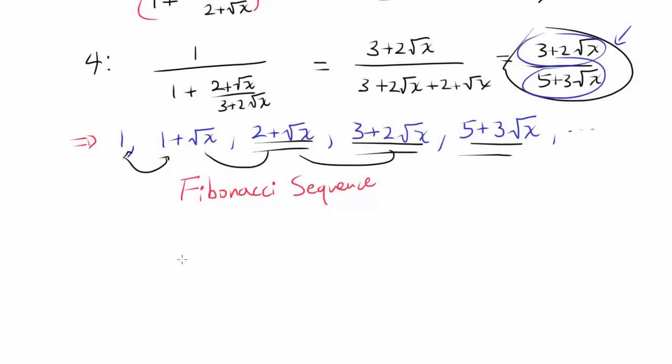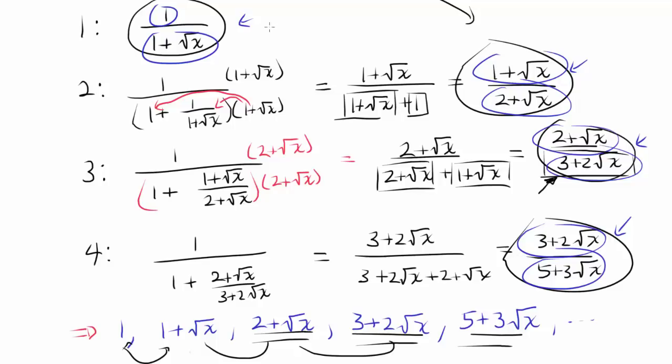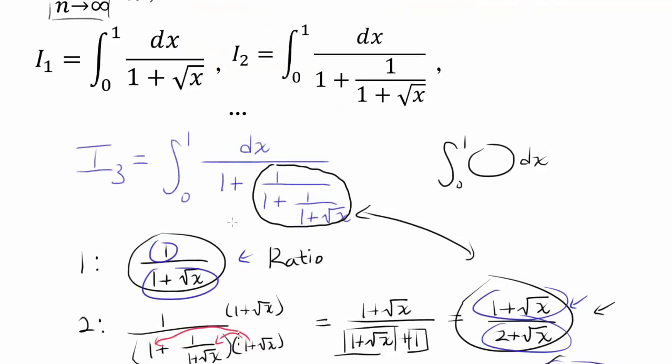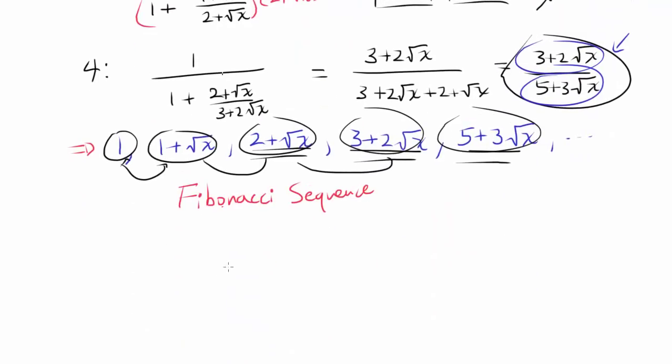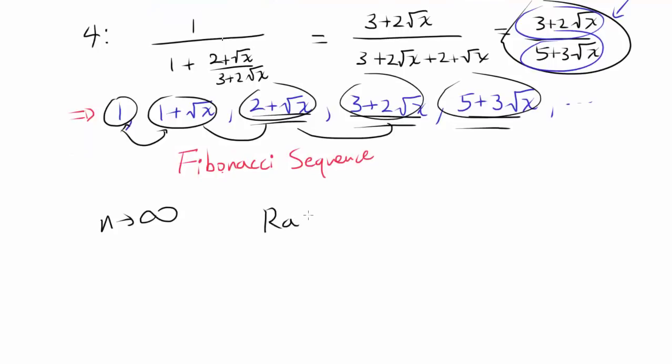So what is that telling you? Well, realize that you're also looking at the ratio of the terms in the Fibonacci sequence. You have 1 over 1 plus square root of x, then you have 1 plus square root of x over 2 plus square root of x, then you have this thing over this thing over this thing. And realize you are going all the way to infinity. You want the ratio to go all the way to the ratio of infinity terms. So as n is approaching infinity, you're looking at the ratio between the terms in the Fibonacci sequence as n is approaching infinity. And for the golden ratio, you are doing a sub n plus 1 over a sub n as the limit as n is approaching infinity.